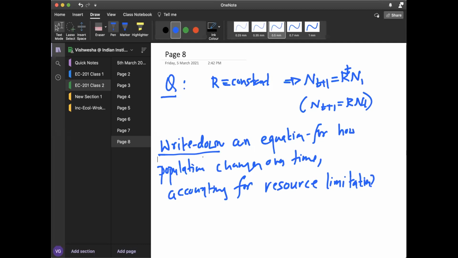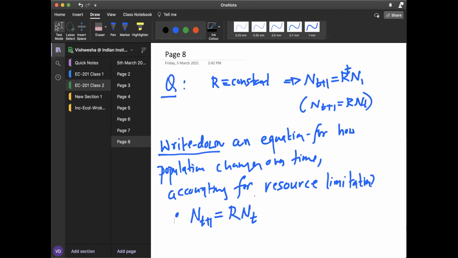Now this might of course be a very daunting exercise, so I'll try to simplify the problem a bit. You wrote down an expression of this type, R times N(t). We all agree this is right for one generation. Do you have a problem with this, at least for one generation? No, you are all happy with this. Now here is the question: how will you modify this equation so that it accounts for resource limitation?